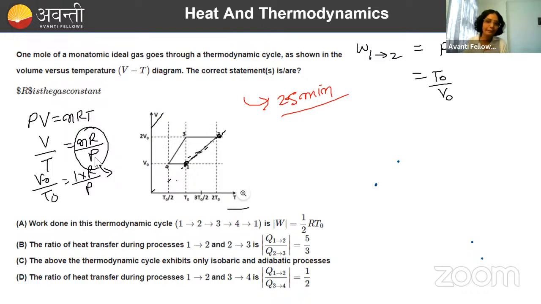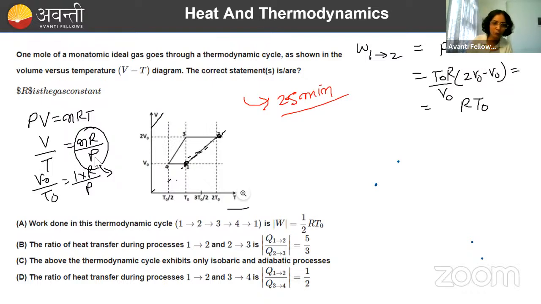Now what will be the delta V? As we are going from 1 to 2, volume is changing from V naught to 2 V naught. So this is a case of expansion, and work done will be positive. Pressure will have the R term also, T naught R by V naught. So how much value are we going to get? We are going to get R T naught, the work done from 1 to 2.